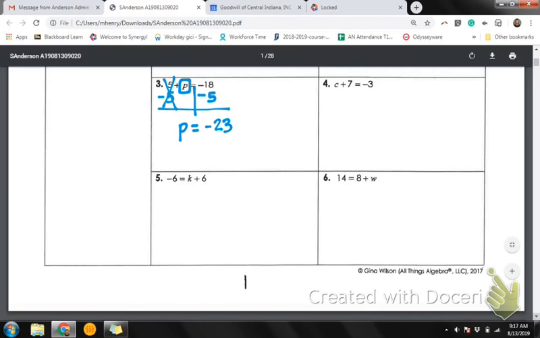Who has P equal to negative 23 on their paper? Good. Because they're both opposite signs. I'm sorry, they're same signs, so we need to add them.